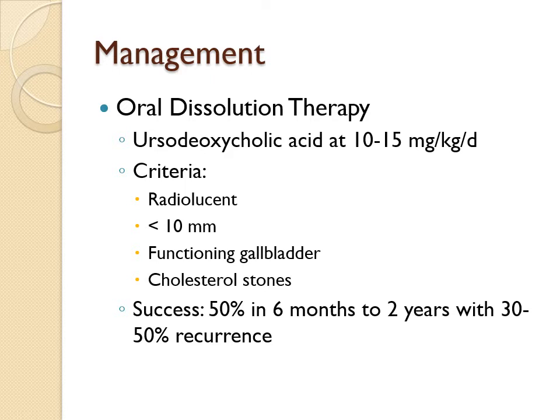Then, the smaller the stone, the better chance of dissolution. You must also have a functioning gallbladder and cystic duct, meaning there should be no previous history of complications. And also, they should be cholesterol stones because pigment stones would not work with ursodeoxycholic acid. Now, the success rate is around 50% in 6 months to 2 years with a 30 to 50% recurrence after 6 months.